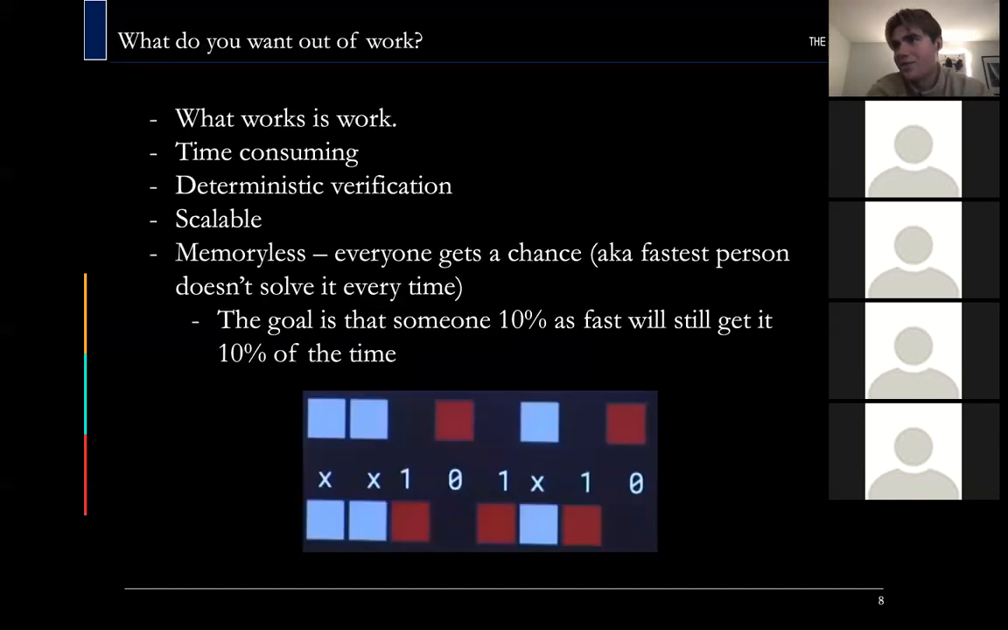So what do you want out of work? I'm going to get a little bit into what work is at a very basic level, and then why the hell we do it. So my first point: what works is work. That is in relation to the last slide as well.